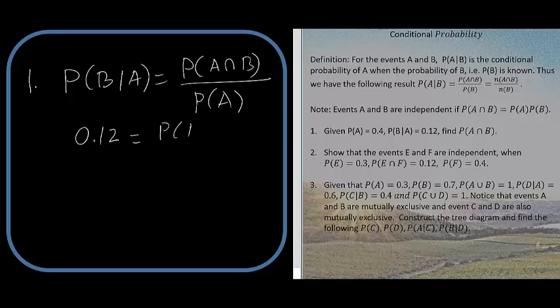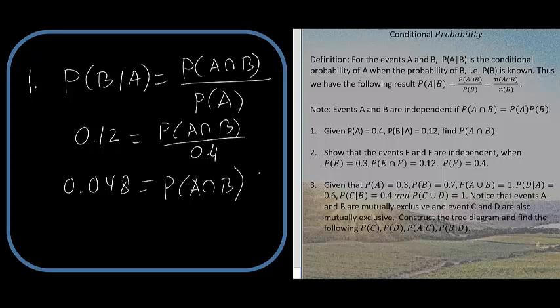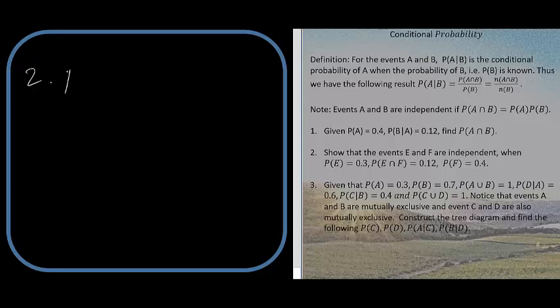We are looking for probability A intersection B, and probability A is 0.4. So if you multiply both sides by 0.4, you get 0.048 will be the probability of A intersection B. We are done for the first one.